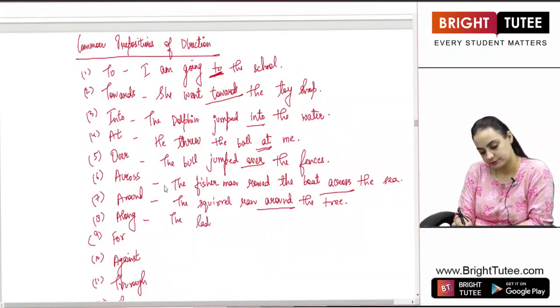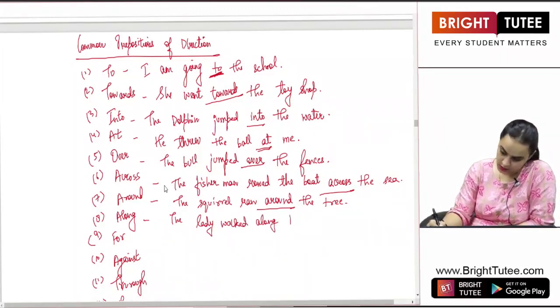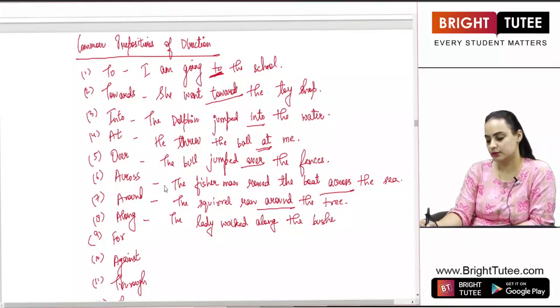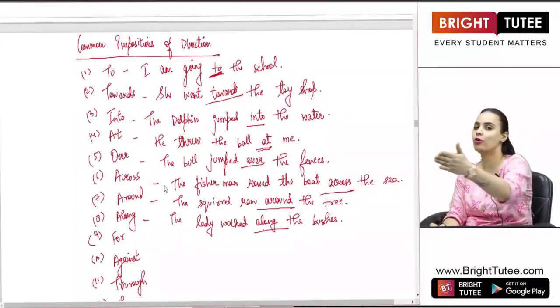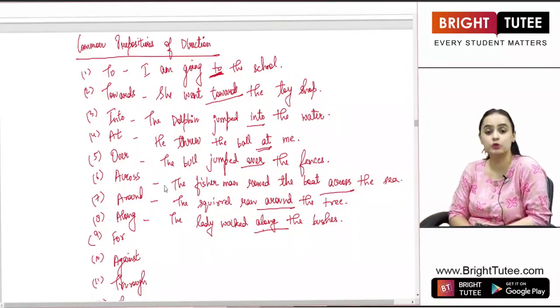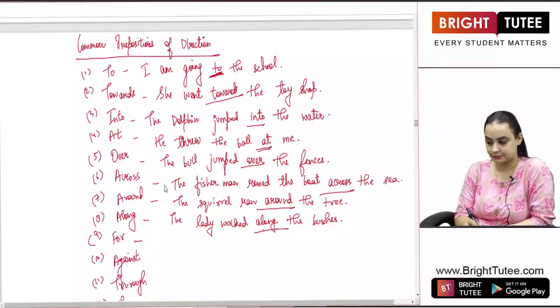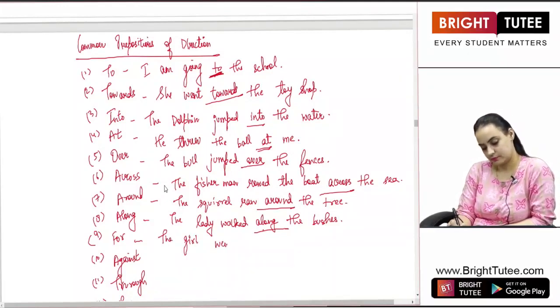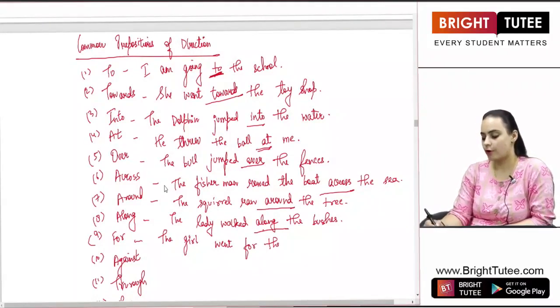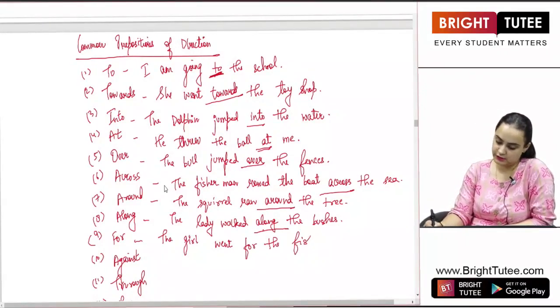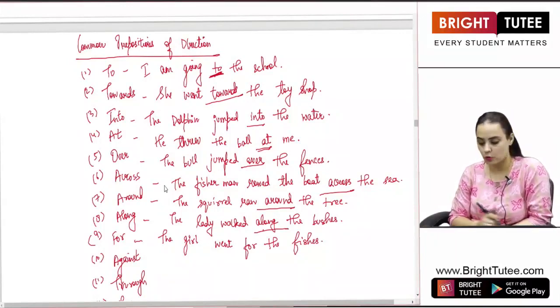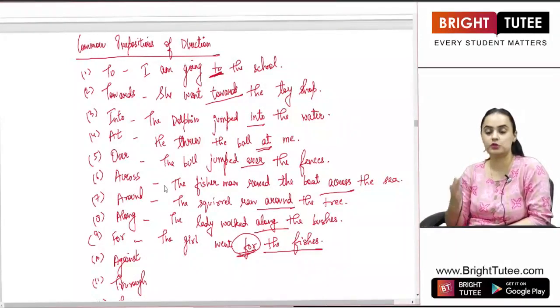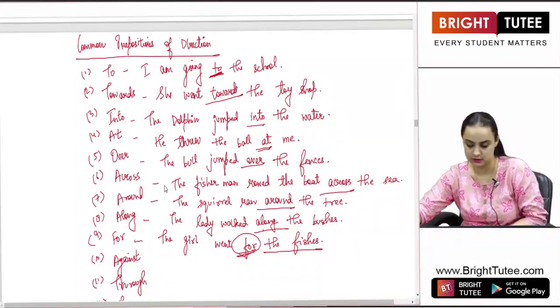Along. The lady walked along the bushes. So again, which direction? Along the bushes, in the same direction as the bushes are. For, if I say, for example, the girl went for the fishes. So where did the girl go? Towards the fishes. For the fishes means in the direction of the fishes.